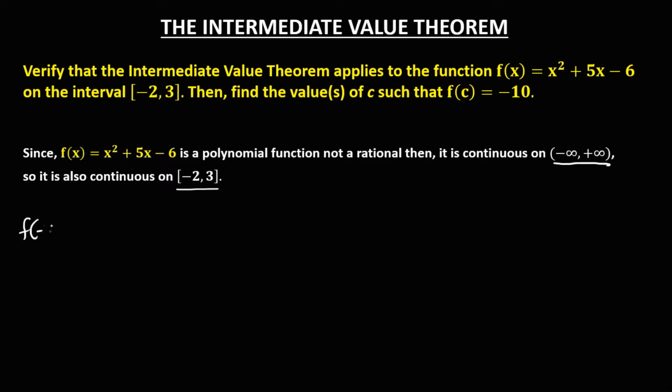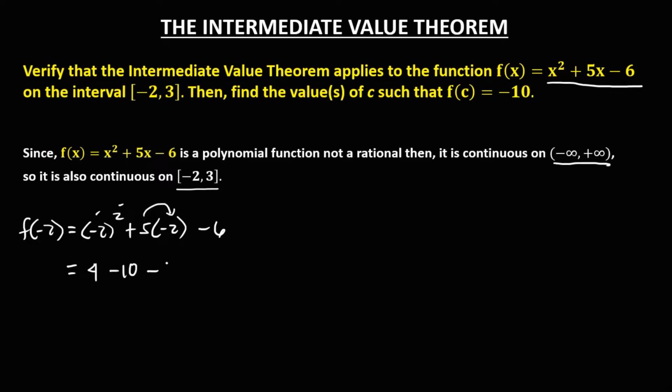Then solve for f of -2 from this given function, where x is -2. So we have -2 squared plus 5 times -2, then minus 6. Then -2 squared is +4, 5 times -2 is -10, then minus 6. Then simplify: 4 minus 10 is -6, and -6 minus 6 is -12. So f of -2 is -12.